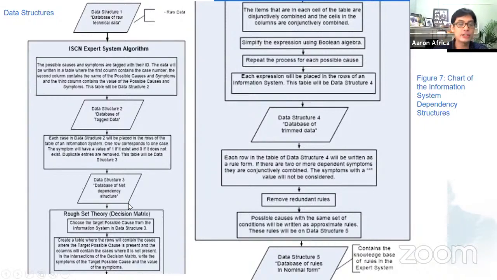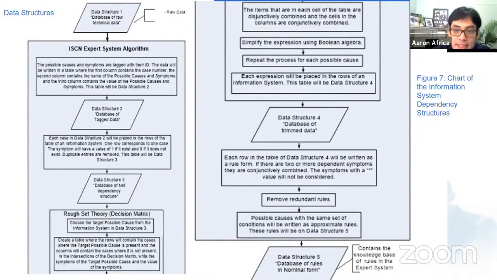Then data structure 3 is the database or net dependency structure. In this one, we will use the rough set theory in a decision matrix. We choose the target possible cause from the information system in data structure 3. Then we will create a table. The rows will contain the cases where the target possible cause is present. The columns will contain the cases where it is not present. The intersection of the decision matrix will be the information system. Also, the items in each cell of the table are disjunctively combined and the cells in the columns are conjunctively combined. We simplify them using Boolean algebra and we repeat the process for each possible cause.